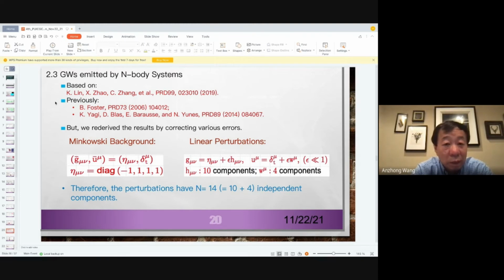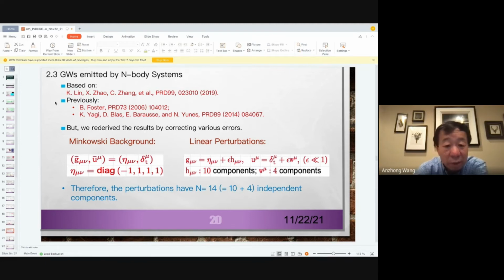We also did some work to study the gravitational radiation in the inspiral phase. For example, when we have two compact astrophysical objects like black holes, we consider the gravitational waves. So before we consider a binary system, we first calculated the gravitational wave emitted by a many-body system using post-Newtonian theory. This has already been done by a couple of people, but we just rederived the result, then corrected some typos. There were some mistakes.